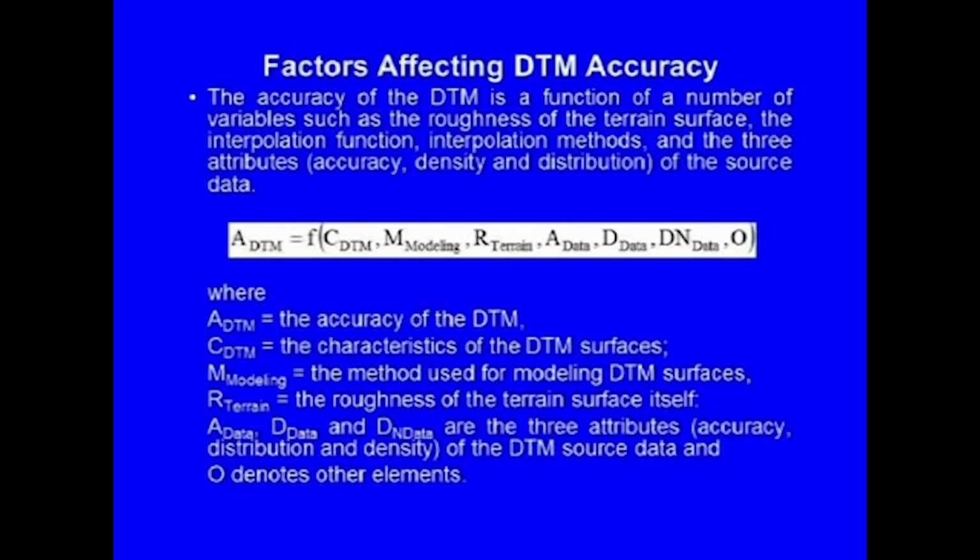Using all these variables, a function can be developed to express the accuracy of a DTM, which can be a function of the characteristics of the DTM surfaces expressed as C_DTM, or the method used for modeling the DTM surfaces, that is M_modeling, the roughness of the terrain surface expressed as R_terrain, and the three attributes accuracy, distribution, and density represented by A_data, D_data, and DN_data, and finally, scope to include any other source or cause which may have its role in the DTM accuracy expressed as O.